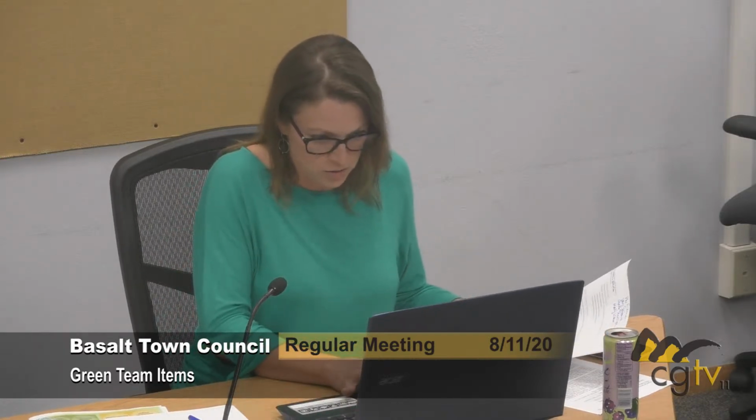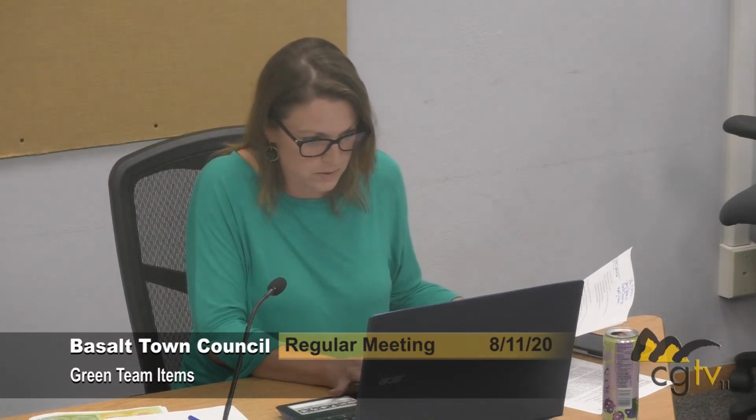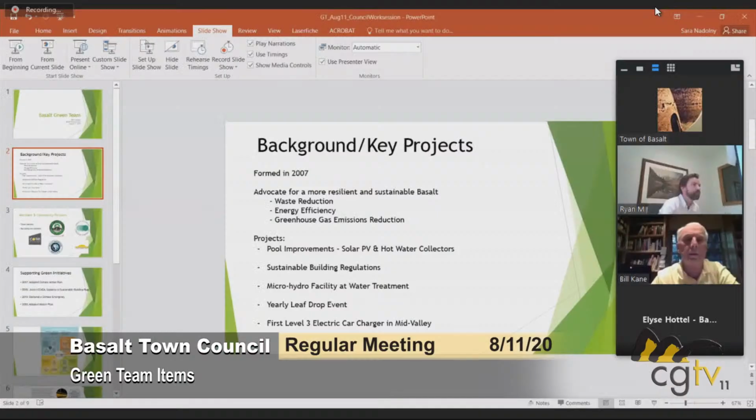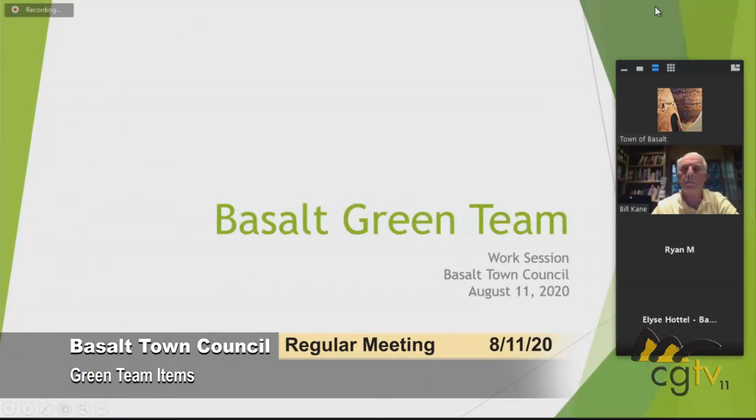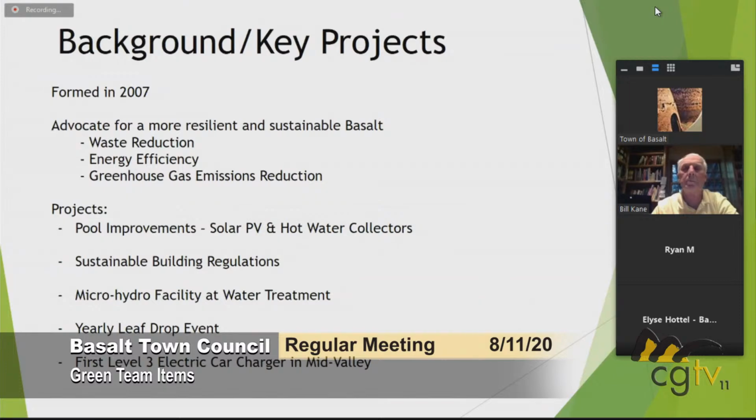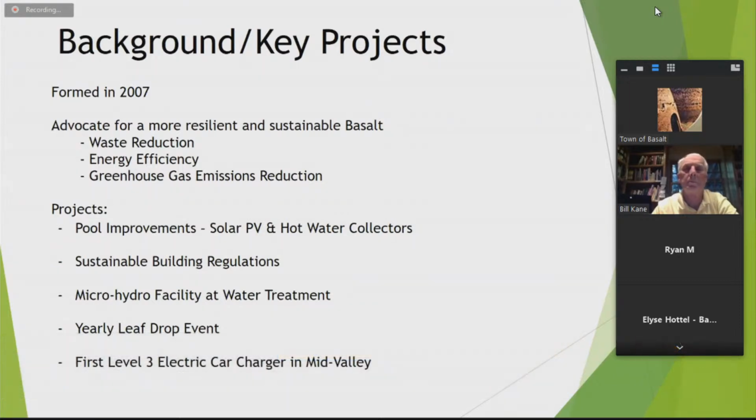I just want to do a quick screen share so I can do a brief presentation for you all. Okay, so I just want to give some background on the Green Team. It was formed in 2007. It's an advisory group to council, and the purpose is to advocate for a more resilient and sustainable Basalt through supporting projects and topics such as waste reduction, improving energy efficiency, reducing greenhouse gas emissions, and promoting sustainability. There have been quite a few projects over the years. I'll just highlight a couple of them. The Green Team obtained a grant that enabled the existing solar that you see now on the Community Pool to be installed, as well as hot water collectors.